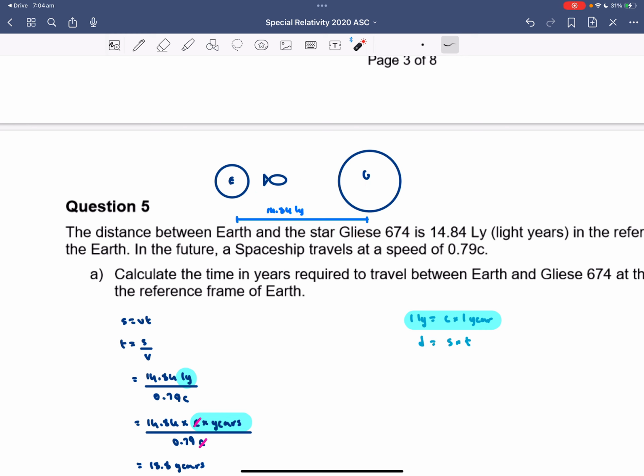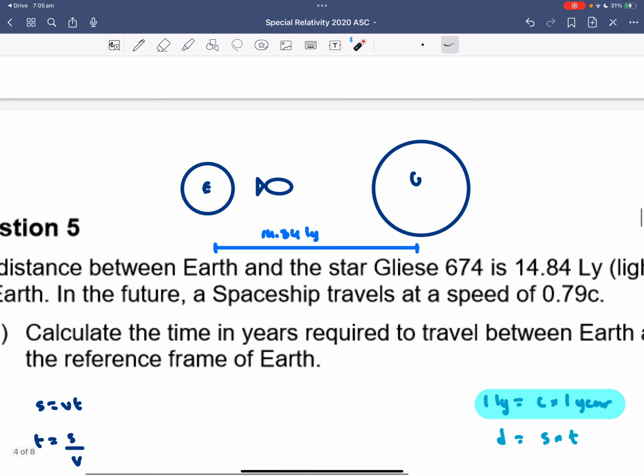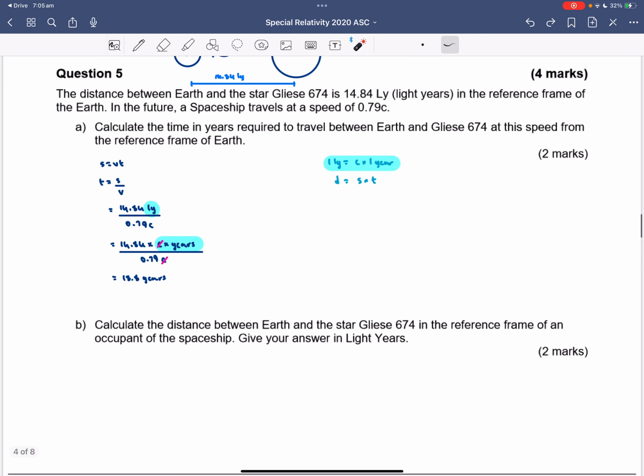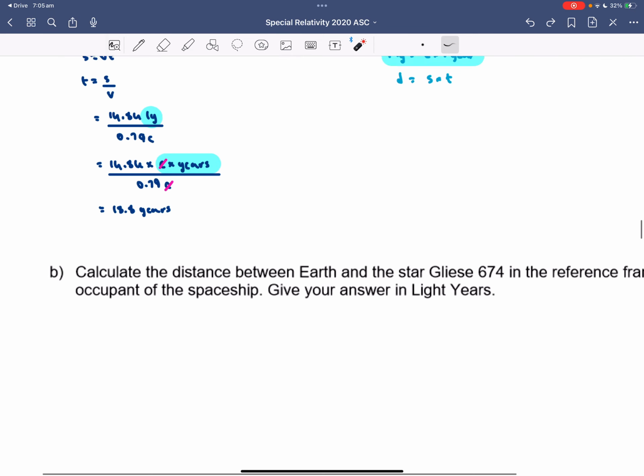It's much easier to think of it as string. So if the string thinks that the spacecraft is moving really, really fast, then the spacecraft thinks the string is moving really, really fast in the other direction. So the spacecraft thinks that this string will have a contracted length. So that's what the question is asking. What is the distance between the Earth and the star in the reference frame of the spaceship? So basically it's asking us to find out what the contracted length is.